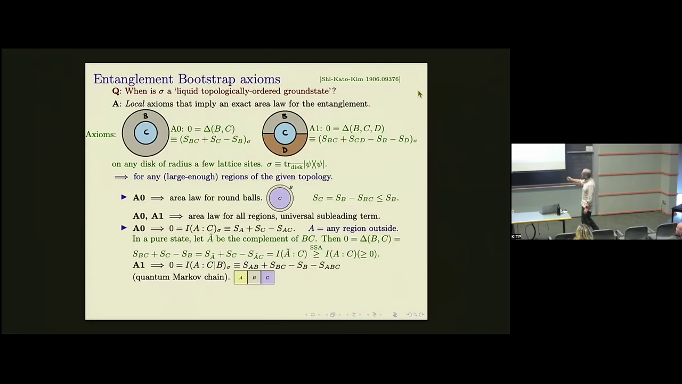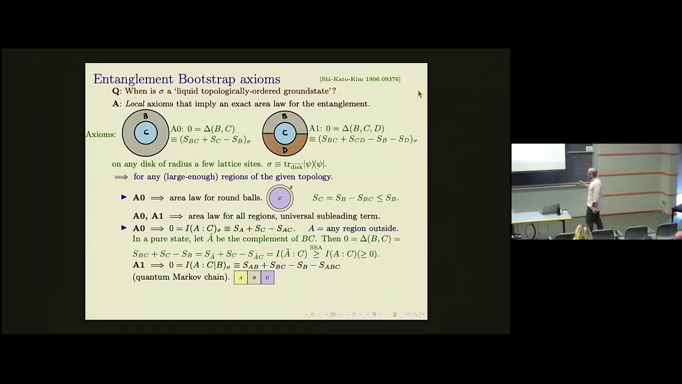One piece of intuition is that you can directly see from this condition that A0 implies the area law for round balls, because you see the entropy of C, you can write it this way in terms of B and BC, but entropies are positive, and so this is bounded by B, which is the boundary of this round ball. Combining A0 and A1 implies a strong form of the area law for all regions, including implying that the subleading term is universal. Okay, so a consequence of A0 is that the mutual information between C, the region inside the Chewy filling here, and A, where A is any region outside of BC, vanishes exactly.